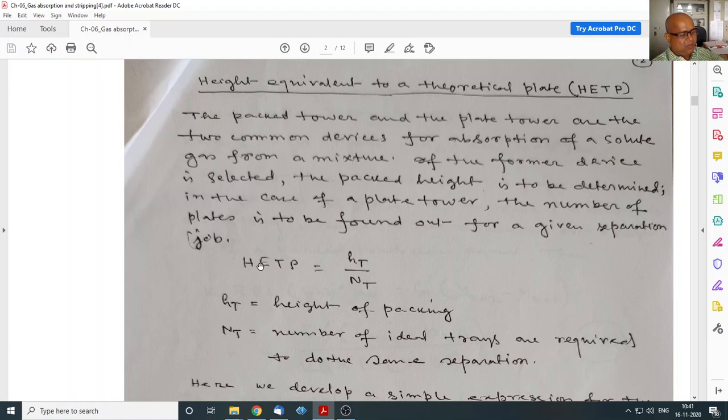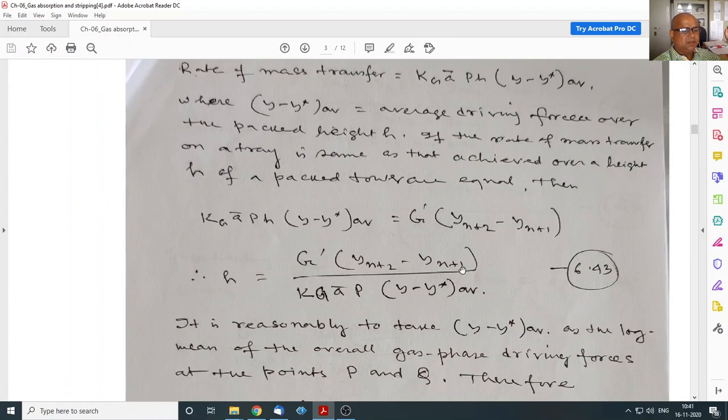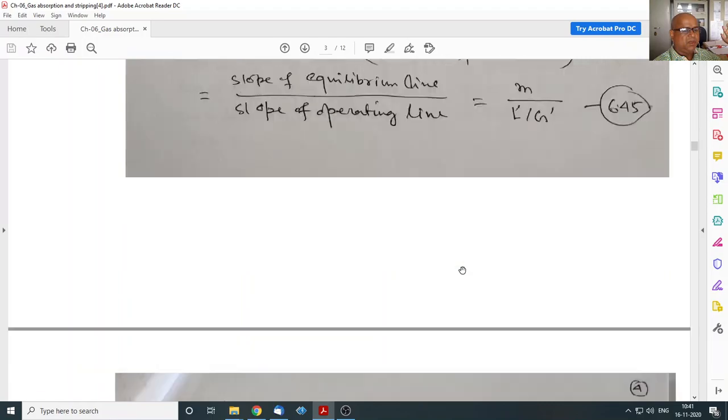And from this calculation, it has also been seen that the height of an equivalent theoretical plate is between 1 foot to 3 feet, meaning 0.3 meter to 1 meter. So that's why, if you see practically, I told you that tray spacing is between 0.3 to 1 meter, and that also came out like this when people did this calculation. Okay, and there is a relation. I am not going into so many things.